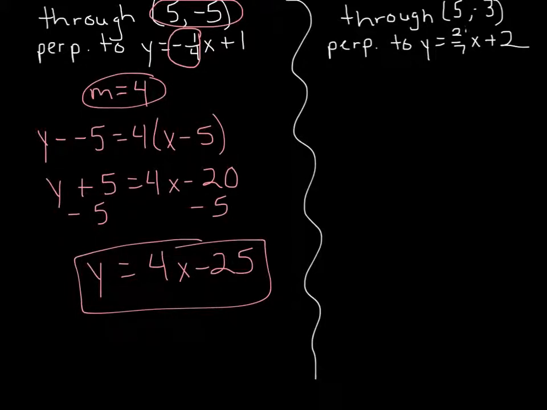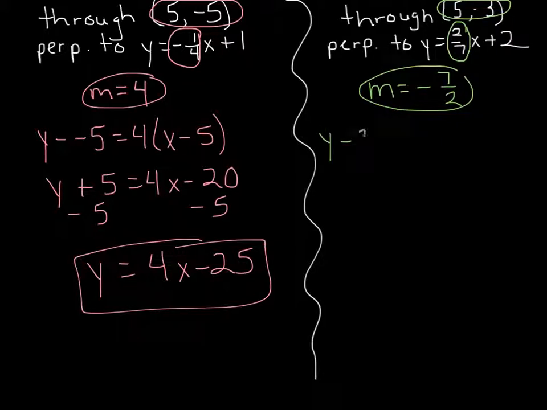Okay, the slope in this line is 2 over 7. So for the line that we're wanting to write, we need to make it negative because we have to change the sign and flip it. So here's our slope, here's our point. So now we're putting it in point slope formula. y minus 3 equals negative 7 over 2 times x minus 5.